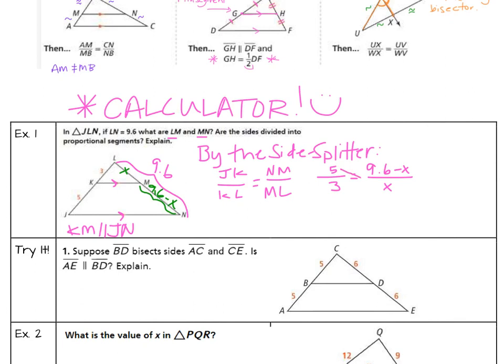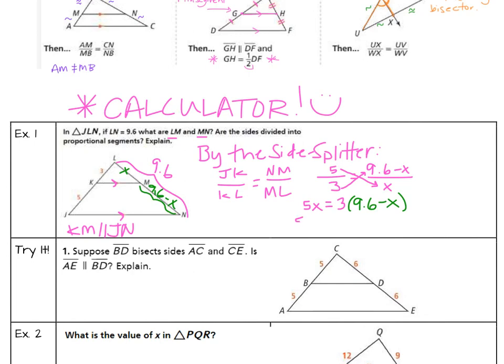If I take 5 times x, that's simple enough. That just gives us 5x. It's the second one that's also a little tricky. If we take 3 times 9.6 minus x, watch what happens here. I'm going to have the 3, but then I want to make sure that the 9.6 minus x goes in a parenthesis. Be sure to add that in.